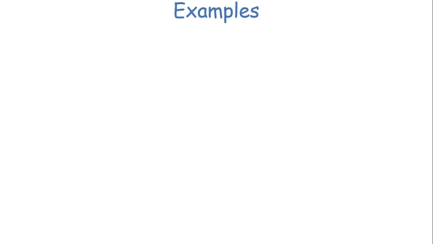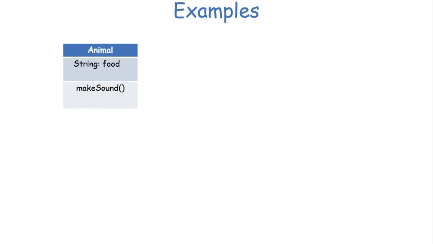Let's see the examples. In the first example, we have the animal class. The animal class has a food variable and a make sounds method. And if another class, in this case the cat class, wants to override the method belonging to the animal class, then this cat class must have a method that has the same name as in the animal class, which is make sounds. And then this make sounds method has to have the same parameters as in the parent class. And then the cat class must extend the animal class, or there is an inheritance relationship.